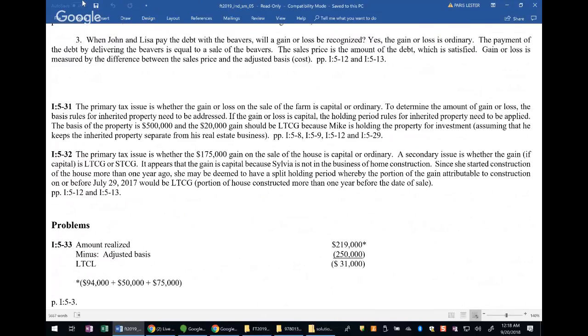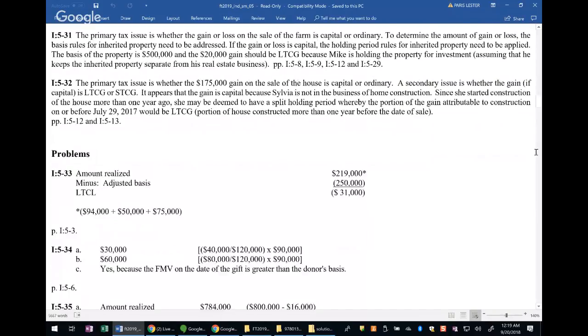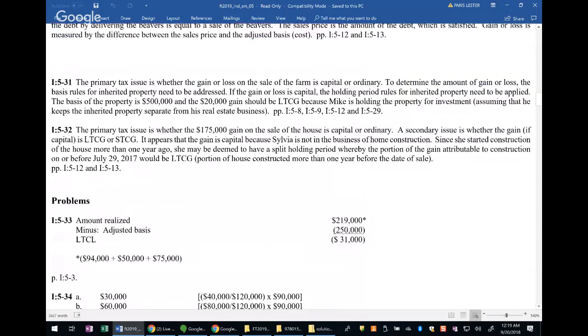Okay. Now, let's see if we calculate that correctly. And we did. All right, the basis for the building would be 60. Okay, but C part. Will the basis of the land and building be the same as in parts A and B for purposes of determining a loss? All right, so we want to take a loss. That means we sell it for less than 90,000. Yes, because the fair market value on the date of the gift is greater than the donor's basis.